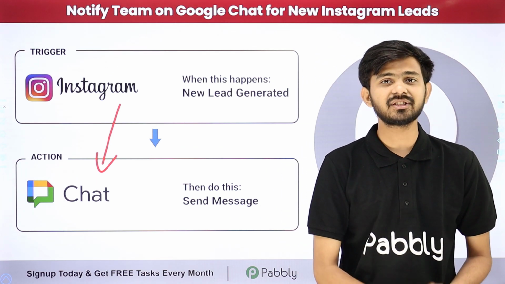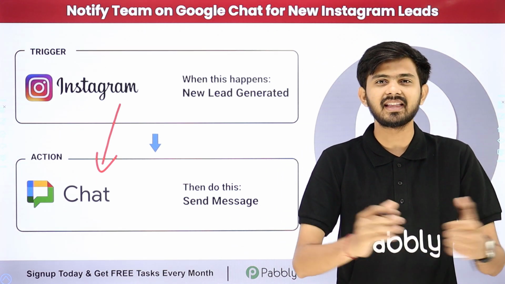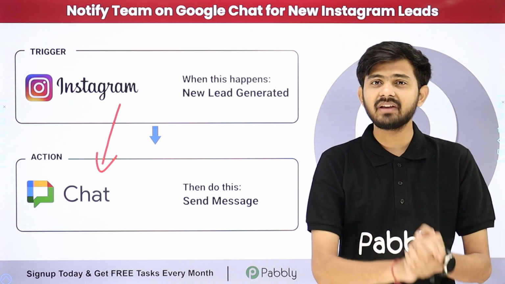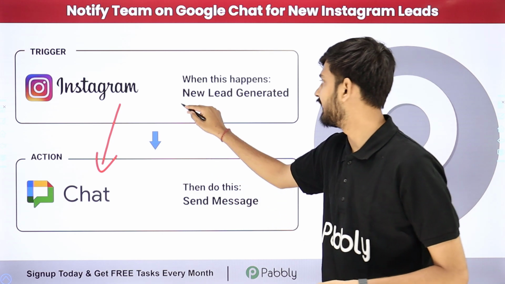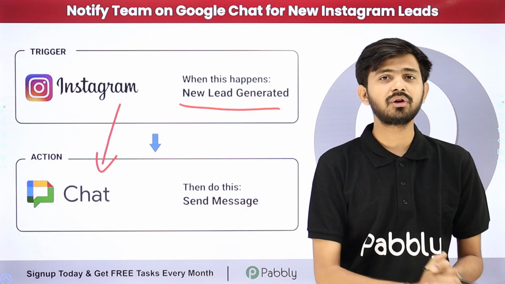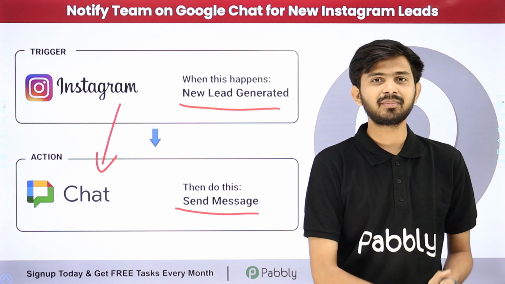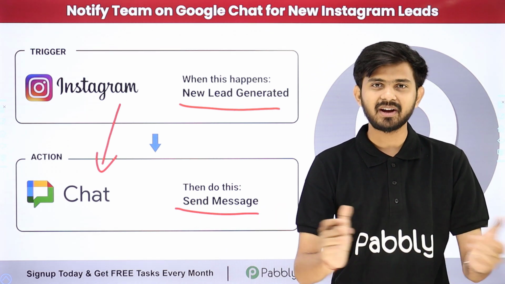For building this connection, I'm going to use Pabbly Connect, which is an amazing software for automation and integration. Now with Pabbly Connect, whenever I receive a new lead through Instagram lead ads, I will automatically notify my team by sending a message on Google Chat. So how am I going to build this connection? For that, let me take you to my computer screen.